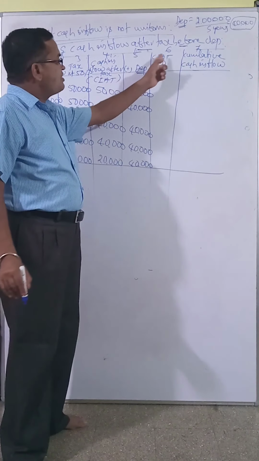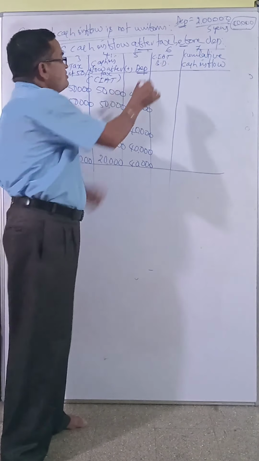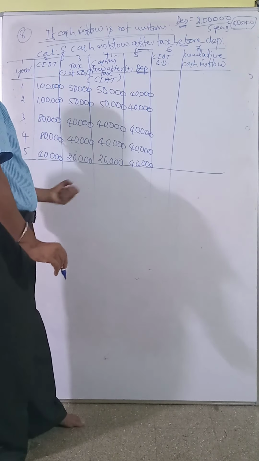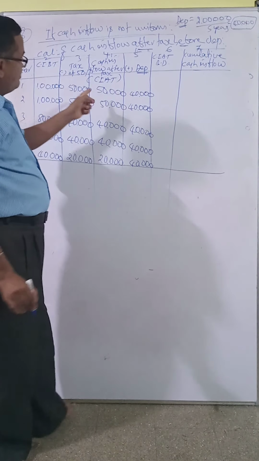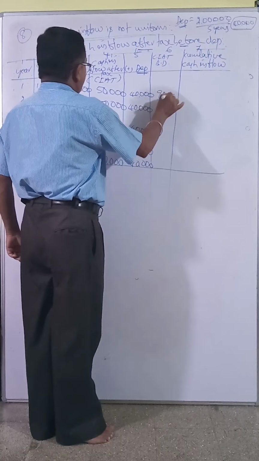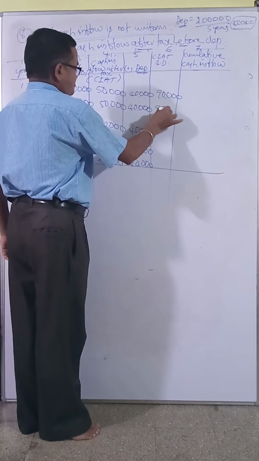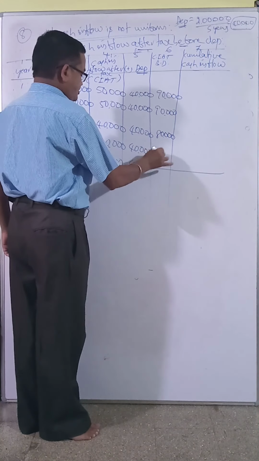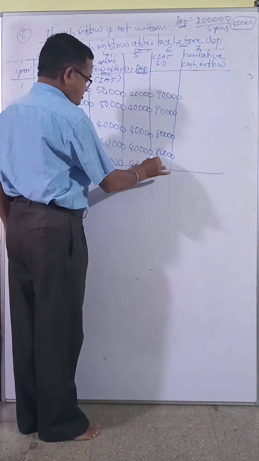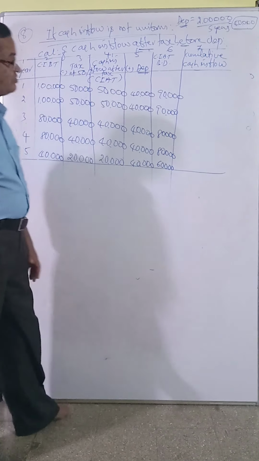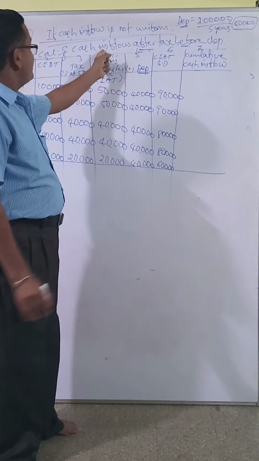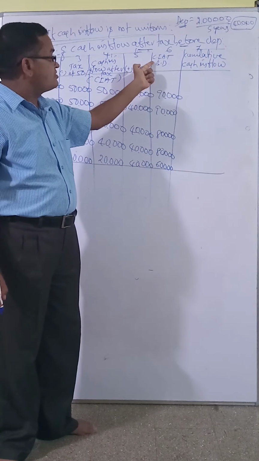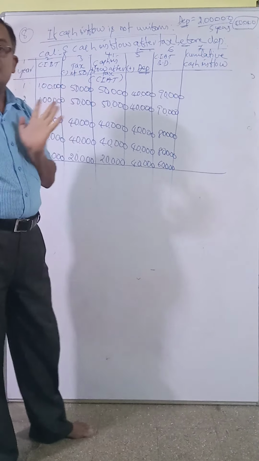Now, cash inflow after tax. Okay, deduct tax, but before depreciation means you have to add back depreciation. You should add this depreciation back. 50 plus 40 is 90,000. This is also 90,000. 40 plus 40 is 80,000. This is also 80,000. 20 plus 40 is 60,000. See, we want this. What is this? Cash inflow or profit after tax before depreciation.